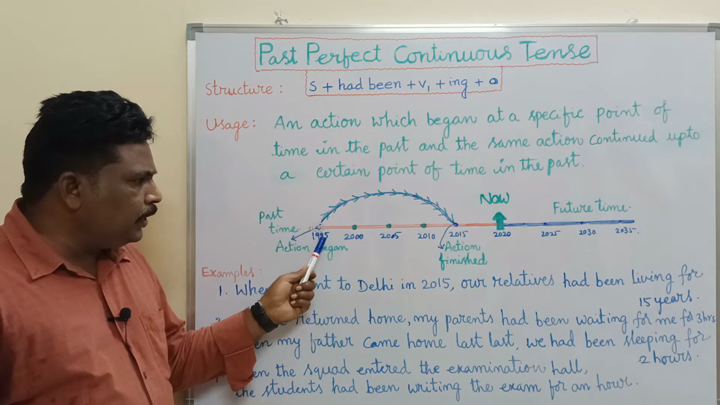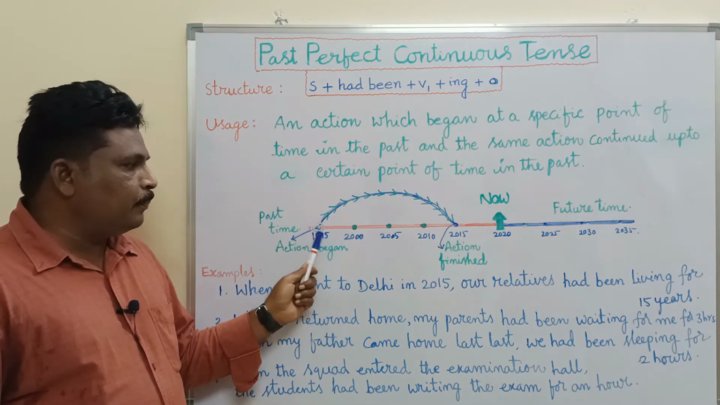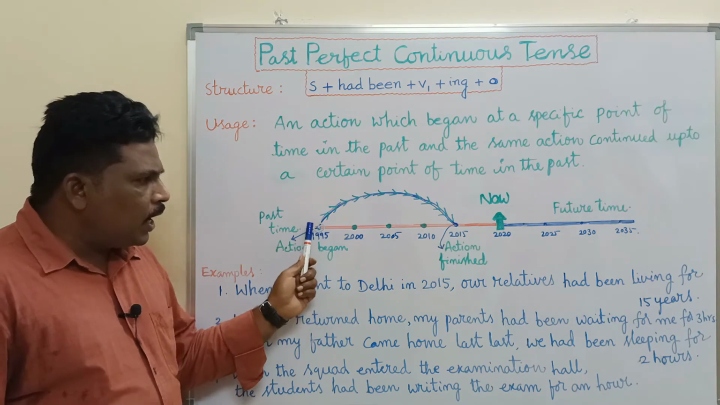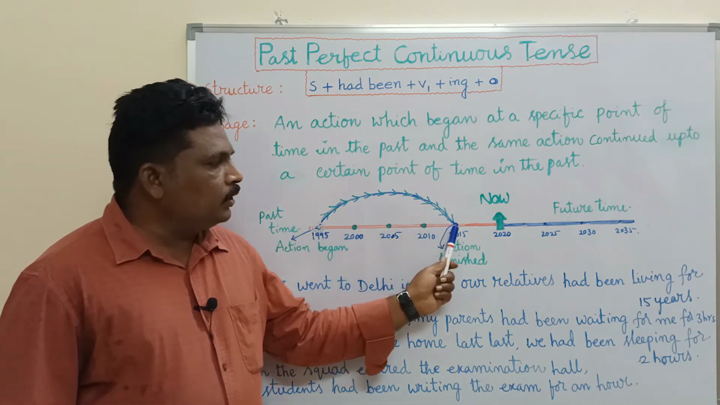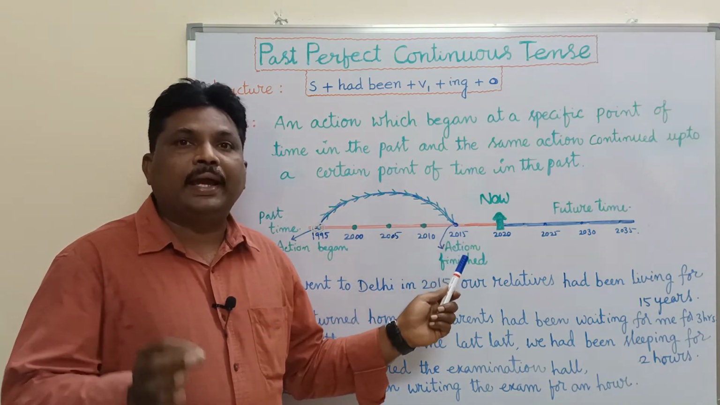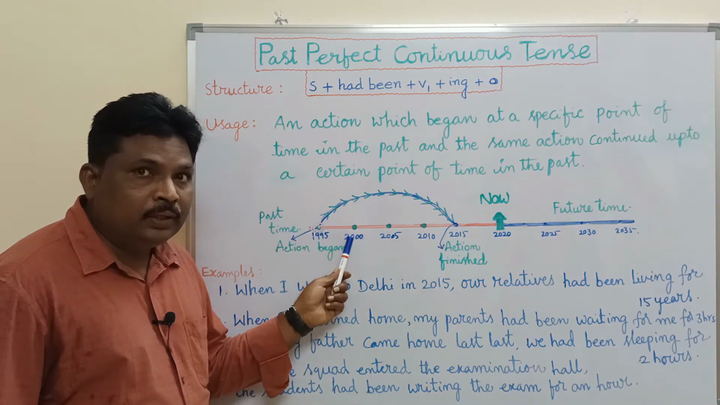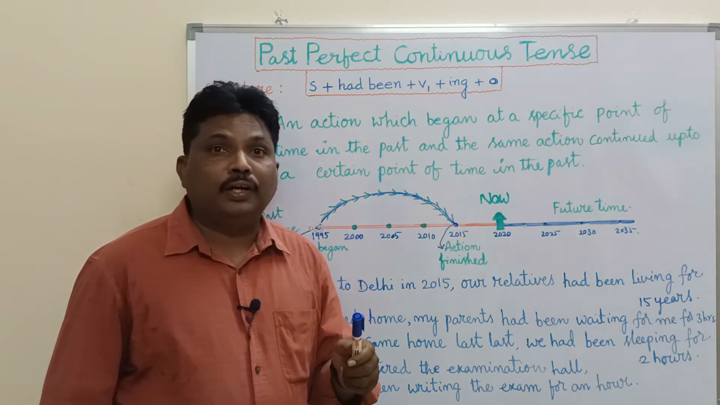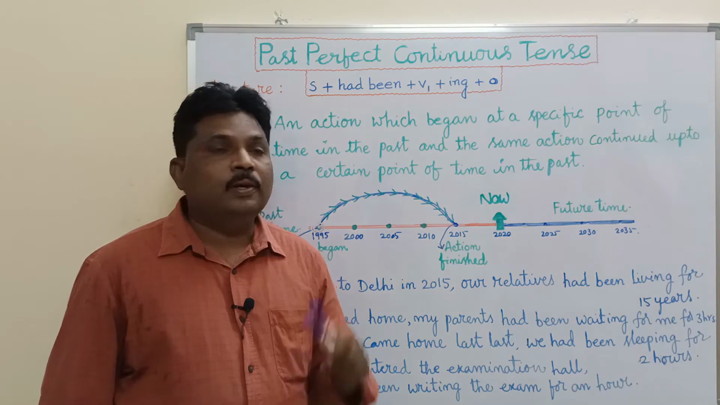Here, in 1995 an action started. Okay, look at this diagram. Imagine an action started in the year 1995 and the same action continued for some years. In the year 2015 that action finished. So to talk about this action, past perfect continuous tense is used.